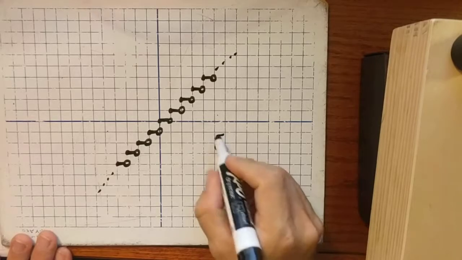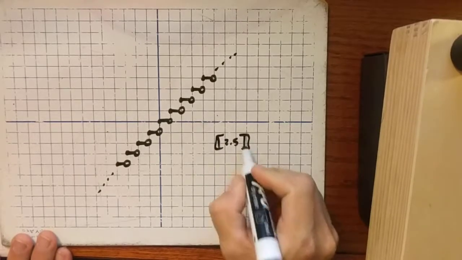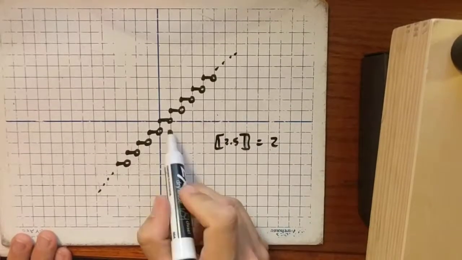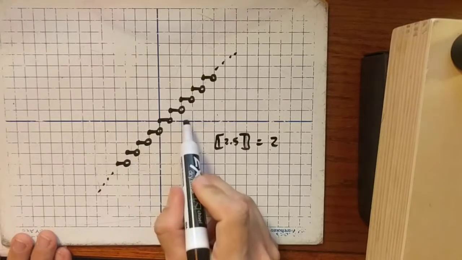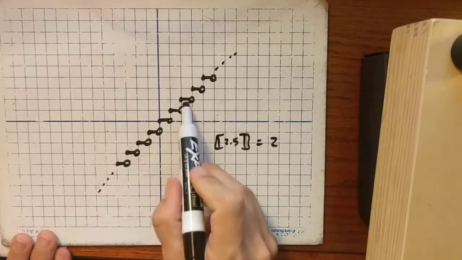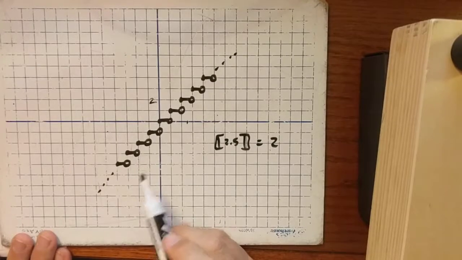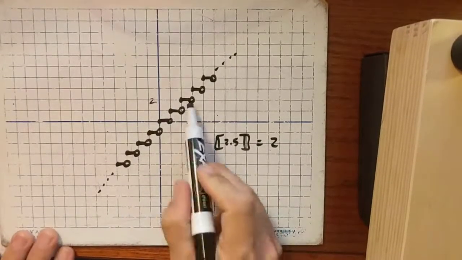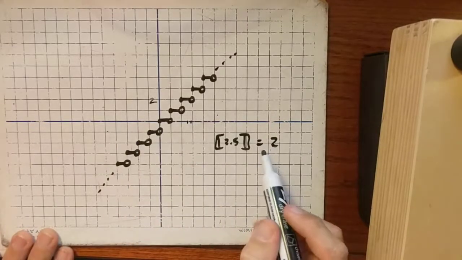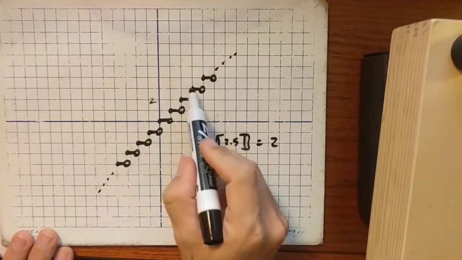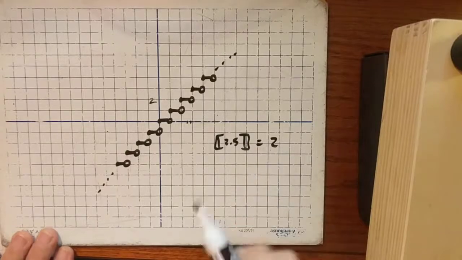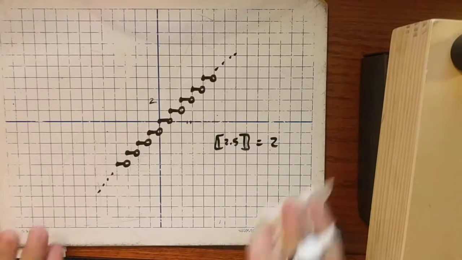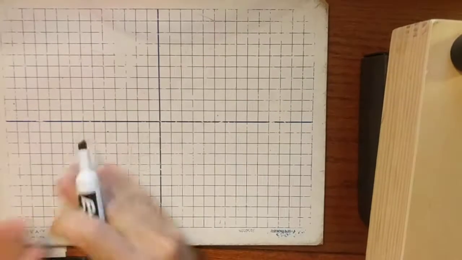So if you want the greatest integer for 2.5, for example, you get 2 because here's 1, 2, there's 2.5, and you get 2. 2.9 would be 2. 2.99999 would be 2 for the y value. But once you hit 3, then you move up to that dot. Okay, so I hope that helps you out to understand the greatest integer function.